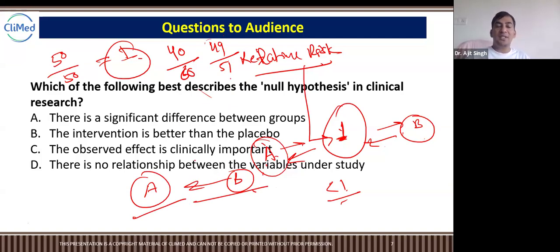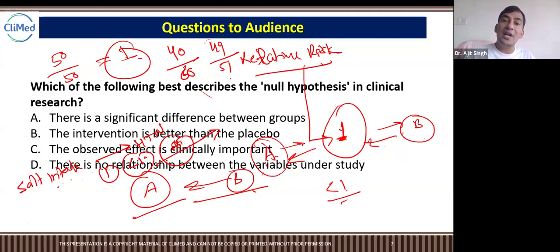Negative impact. Negative impact means, suppose, I'll give you an example so you can understand. Salt intake and hypertension, right? If the relative risk is 1, that means salt intake has no effect on hypertension. If the relative risk is less than 1, like suppose 0.8, that means salt intake is protecting from the hypertension. Like salt intake is better for the person to reduce the hypertension.